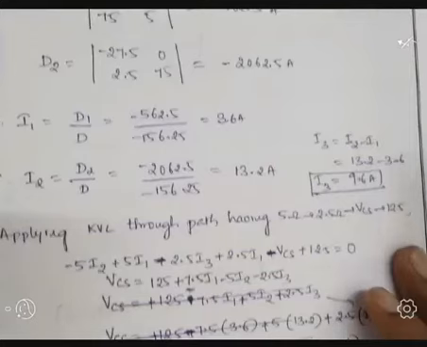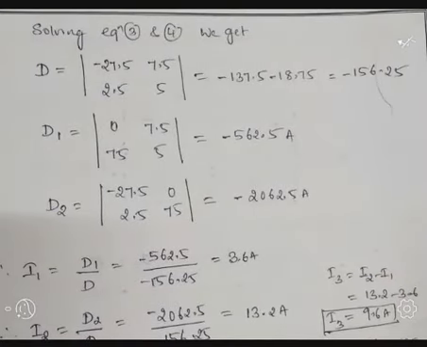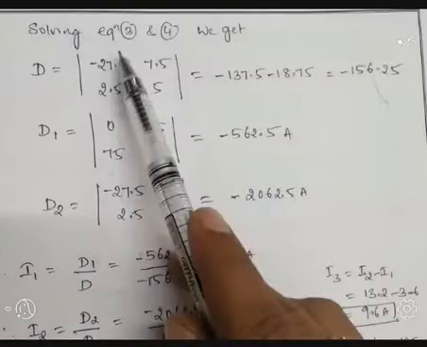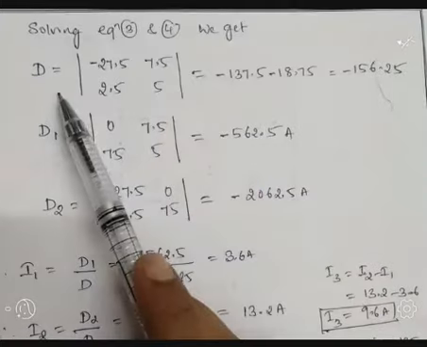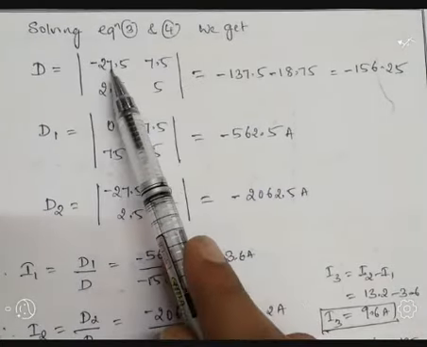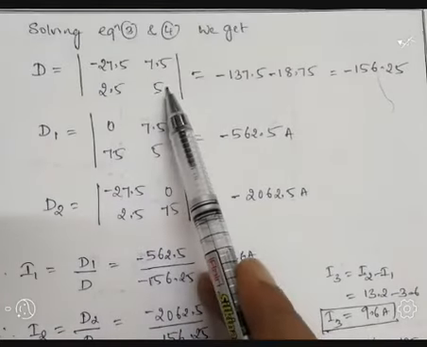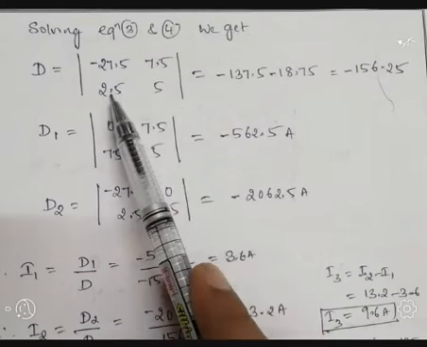Yes, using Cramer's rule, I'm going to calculate these two unknowns. Otherwise, you can make use of a calculator. Solving equations 3 and 4. First, find the determinant. The first row indicates the coefficients of I1 and I2 of equation 3. The second row indicates the coefficients of I1 and I2 of equation 4.